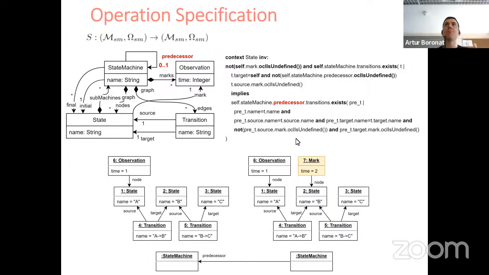So in this case, this invariant is the behavioral constraint that defines the semantics of the operation. We can read the constraint in more detail, but in a few words, what it does is to check that this marking is not present over the state in the previous snapshot, right? Just ensuring that the effect has been enacted.